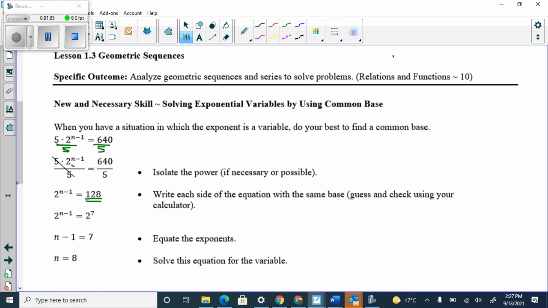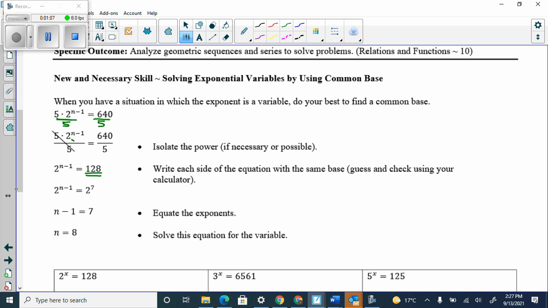Our goal is this: we don't know how to solve this algebraically. To solve that algebraically, if we don't do common base, you'd actually have to do exponential equations, which is in 30-1. We're not going to go that route because you might have to convert to a log, which we also don't know how to do. So we're just going to stick with common base. If this is 2 to the n minus 1, we need to find out if we can make this 128 be 2 to some exponent.